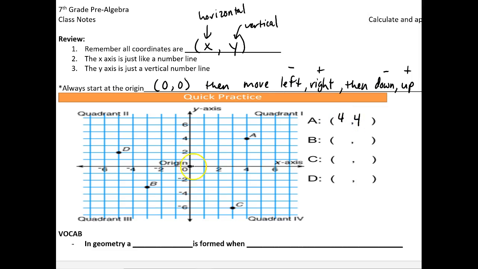If I have to go to B, I move left 3, so left negative 3, and down negative 3. 1, 2, 3, right? If I have to go to point C, it is over here. I move right positive 3, and down 1, 2, 3, 4, 5, 6. So 3, negative 6. If I have to move to point D, I move left negative 5 times, and then up positive 2 times, so negative 5, 2.